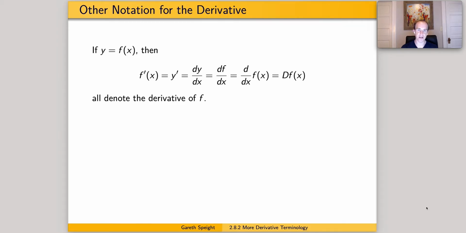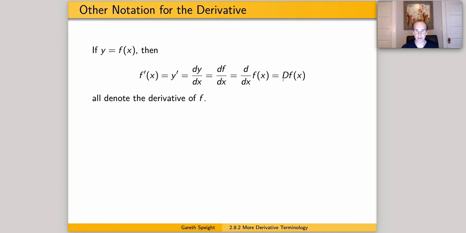So if we have a function, last time we used the terminology f prime of x. Okay, if y is equal to f of x, that's sometimes called y prime or dy over dx or df over dx or d over dx of f of x or D f of x with a capital D. So all these are the same thing. And normally we're going to use dy over dx or f prime of x, but occasionally you'll see other things.